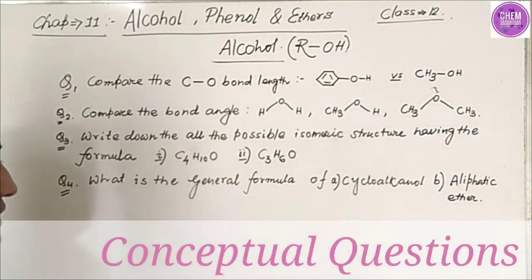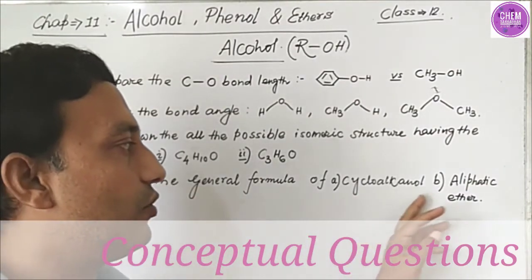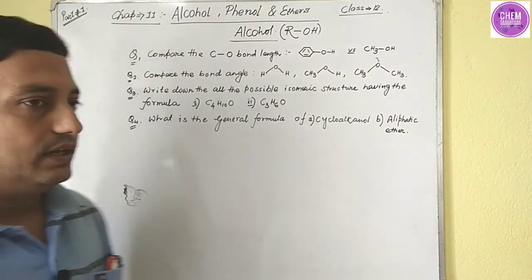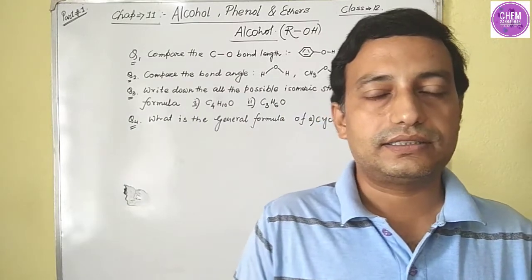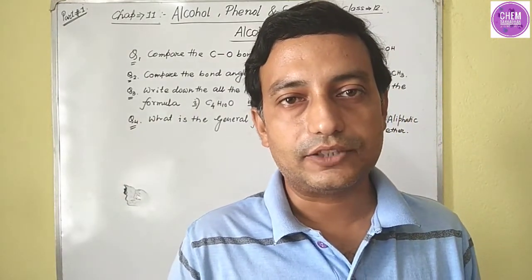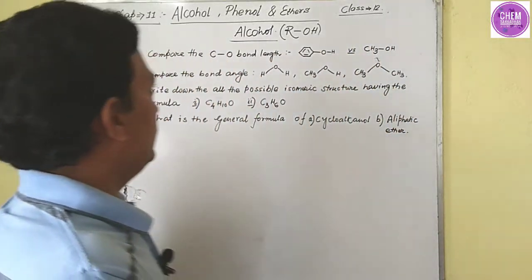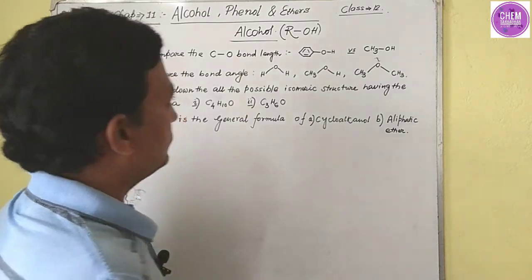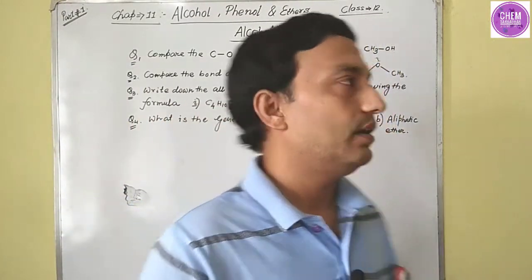And the fourth question is, what is the general formula of cycloalkanol? And second one is aliphatic ether. These are the questions that should be discussed against the theory that I explain in the next part. Now, for answering the above questions, we have to go through the theory deeply.